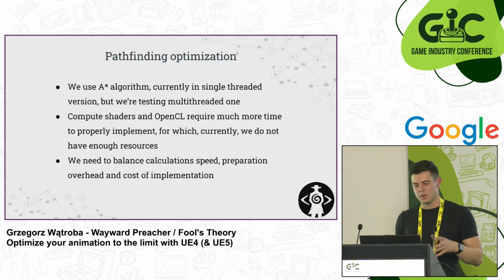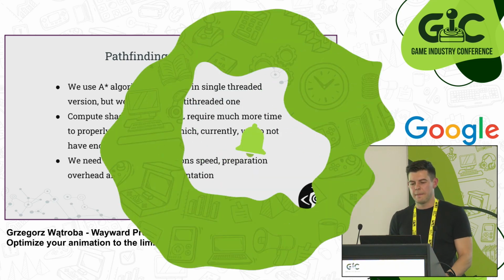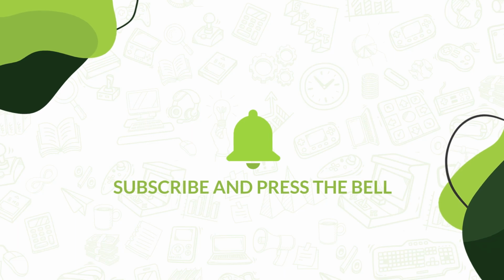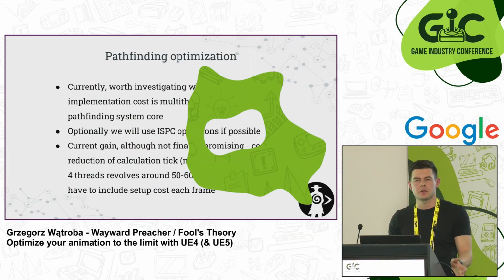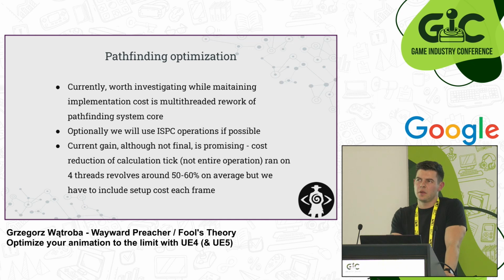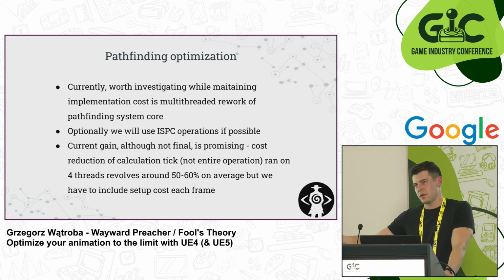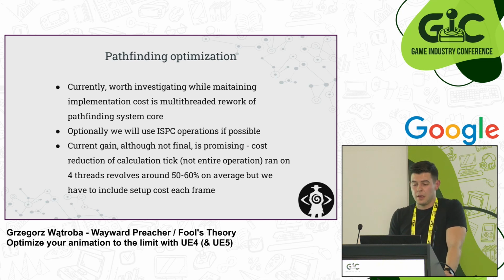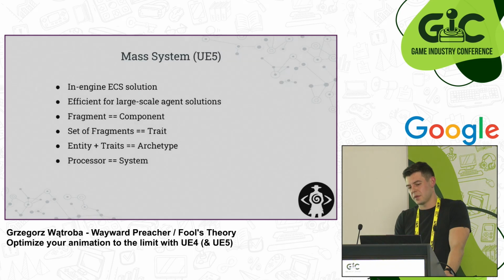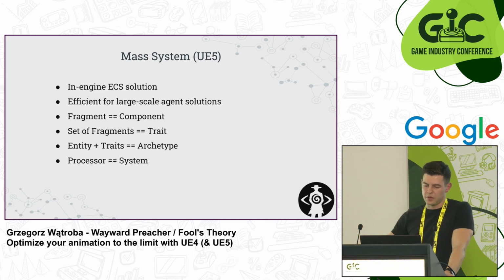both for OpenCL, GPU-based solutions, and multithreading. But all in all, when we try to implement certain solutions, we get around 50–60% gain in the simplest multi-threaded A-star algorithm in comparison to the single-threaded one, so it's not that bad. However, we know that we can do it better because we have something like the Mass system, because we switched recently from Unreal Engine 4.27 to Unreal Engine 5.